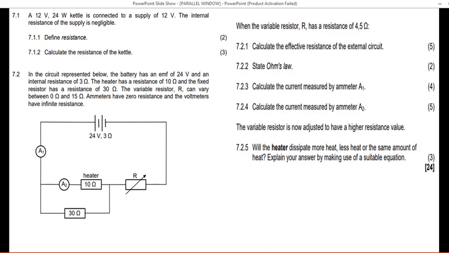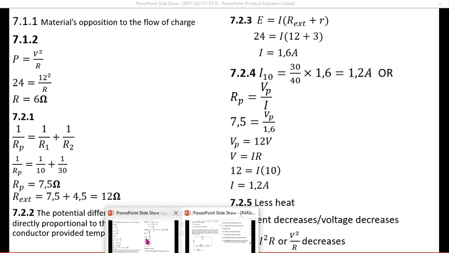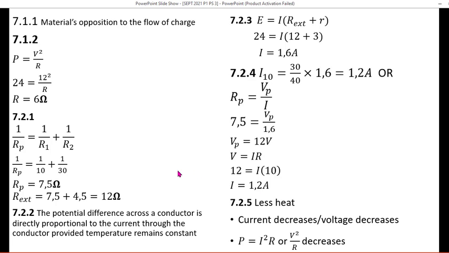So let's look at how we put it on paper. We say there will be less heat, because the current decreases at the parallel section, or the voltage decreases. And then they say use a relevant formula, which is power is equal to I square R. That is for current decreasing, or if voltage decreases, we say V square over R will decrease. And that is how we answer this question.